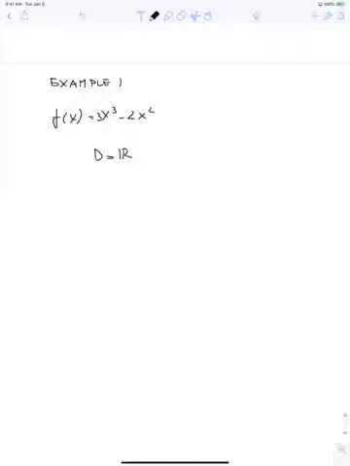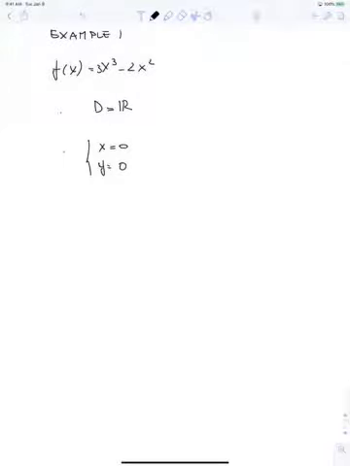Then we want to study the intersections. So first we put x equals 0. Here we just substitute. We get f of x, or y, is equal to 0 minus 0, which is 0. So the origin is one of the intersections. So there's a point P equal to (0, 0).